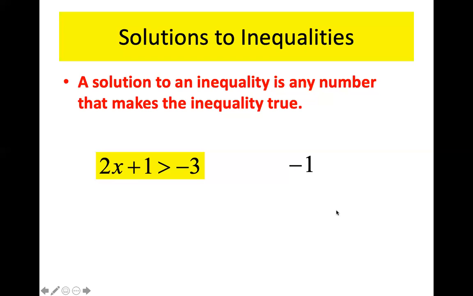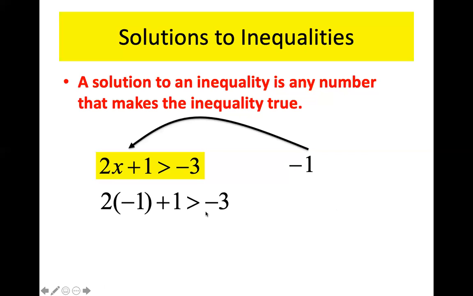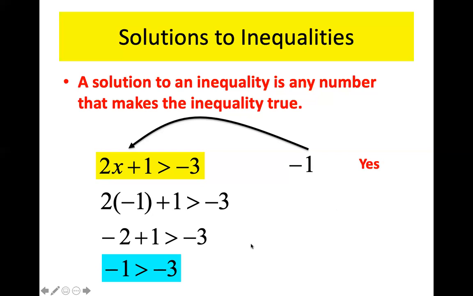All right, how about negative 1? Same process. We throw negative 1 in for x. So it's basically a substitution. 2 times negative 1 is negative 2. Negative 2 plus 1. Opposite sign, subtract, more negatives. Negative 1. Is negative 1 bigger than negative 3? Be careful. You initially want to say no, but remember, negative 1 is bigger than negative 3. So that is a yes. Any questions so far?